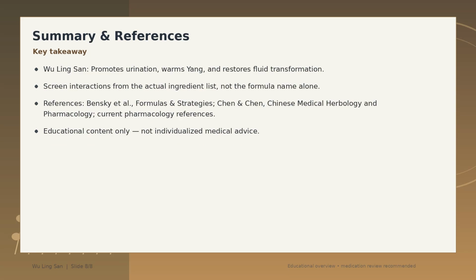In summary, Wu Ling San is best understood as a pattern-based prescription whose action is to promote urination, warm yang, and restore fluid transformation. The key safety principle is targeted interaction screening plus objective monitoring when risk is plausible. Standard references for further study include Chinese Herbal Medicine: Formulas and Strategies by Bensky and colleagues, Chinese Medical Herbology and Pharmacology by Chen, and current drug interaction and pharmacology references.